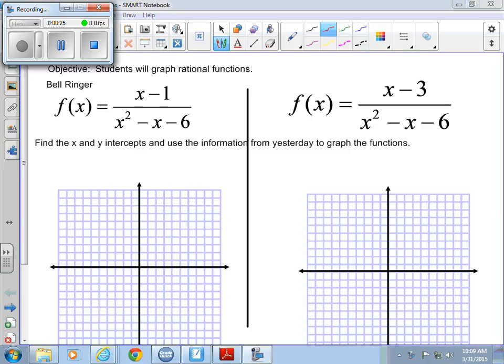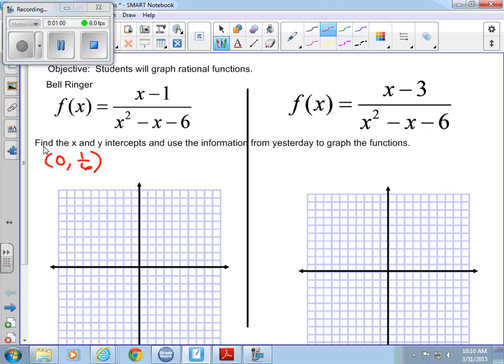So let's start with the y-intercept. If I plug in 0 for x in this first one, what do I get? -1 on top over -6. 1/6. Does everyone agree? If I plug in 0, I get 1/6. Question? Was it the x or the y? Y'all tell me, what is that? Y-intercept. Plugging 0 in for x gives me the y-intercept. This part, plug in 1/6 for the x. Yep.